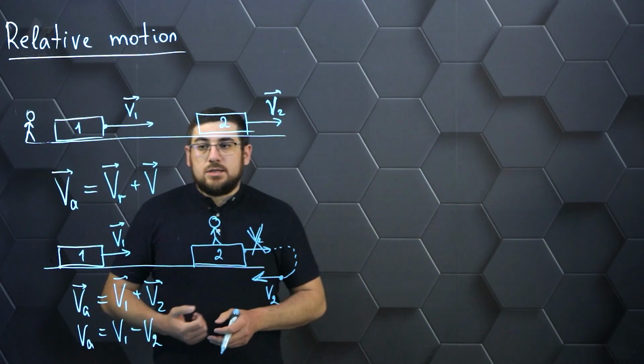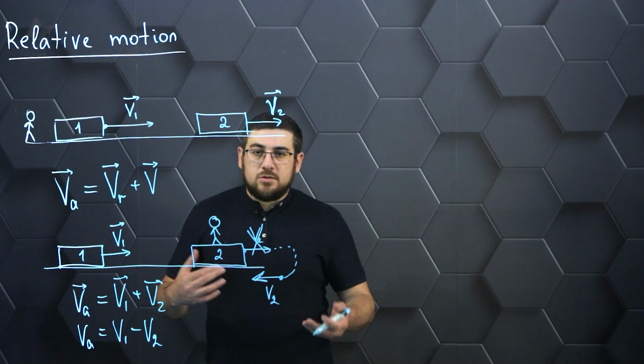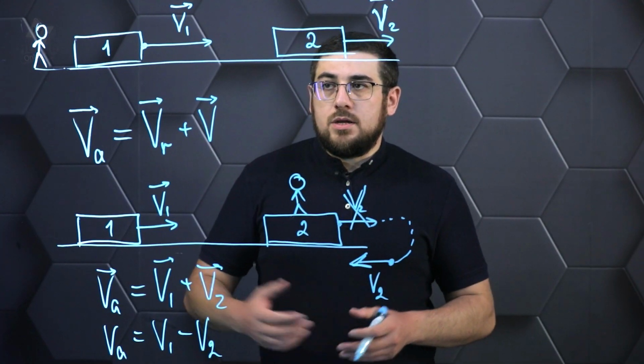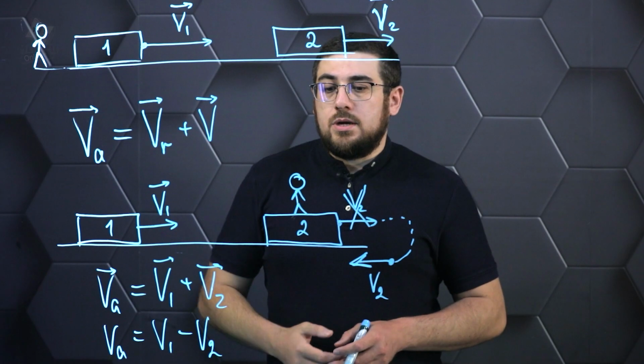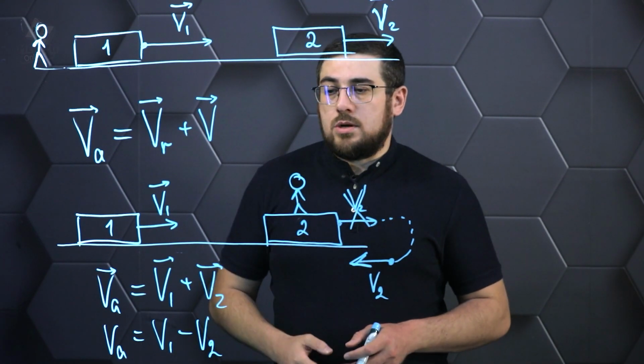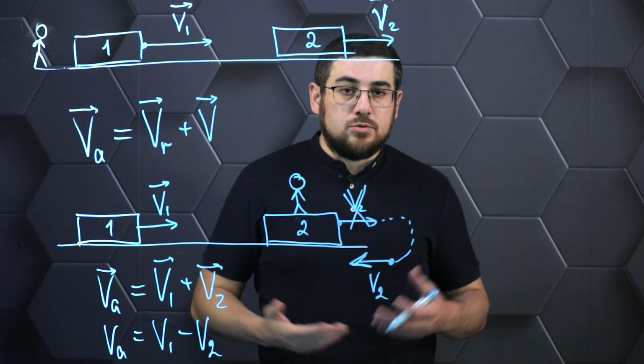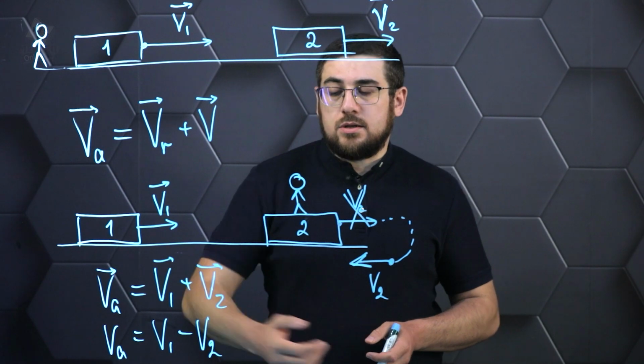Depending on which of these speeds is greater, two variants of events will occur. Either the first car will catch up with the second car if its speed is greater, or the second car will overtake the first car. In the reverse case, we see that this difference will be negative.